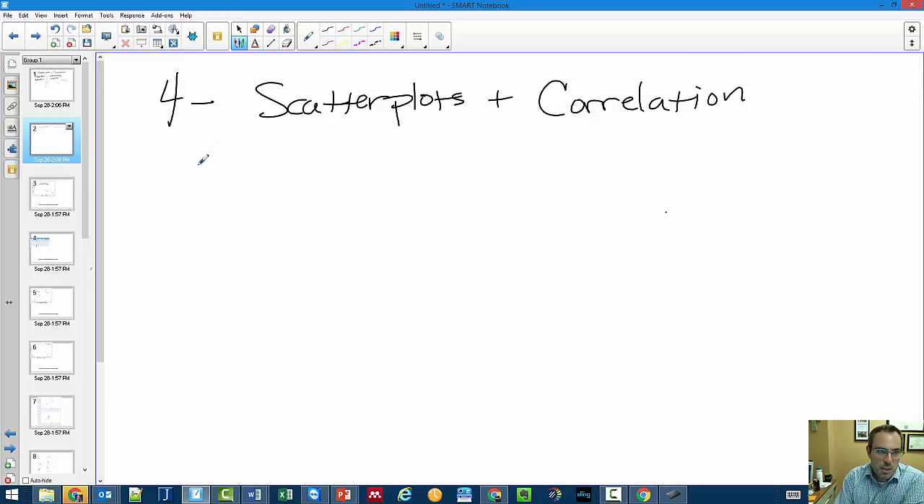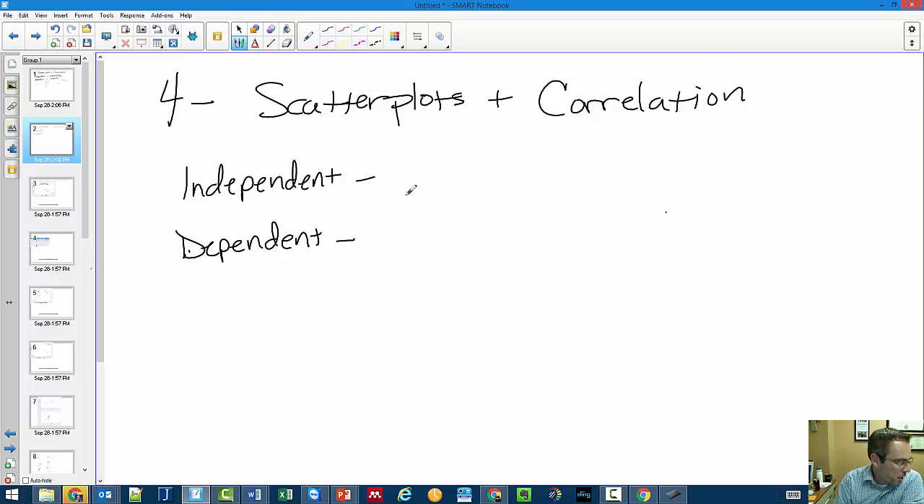So the types of variables that we have are going to be independent and dependent variables. And we're also going to see that they refer to these in our text very often as explanatory and, what is the other word that we're going to use for it? Explanatory and response.